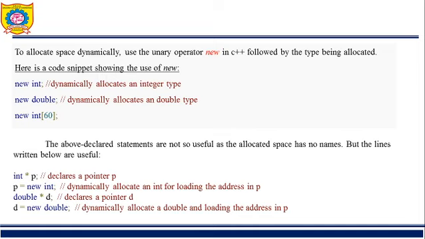To allocate space dynamically in C++, one unary operator is used, called new, followed by the type for which we want to allocate the memory. For example, here new int: this new is a keyword for allocating memory dynamically. The meaning of this statement is that we are allocating memory for integer type of data at runtime. Then new double dynamically allocates memory for double type of data.